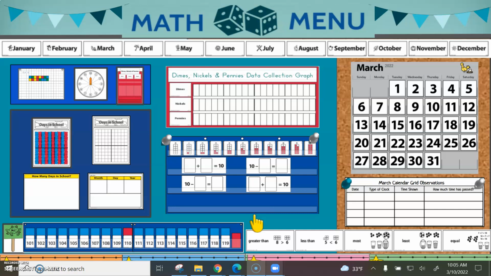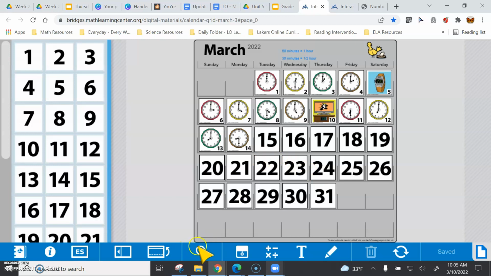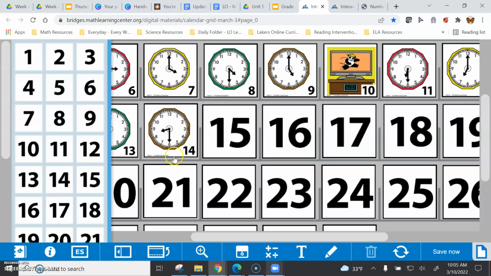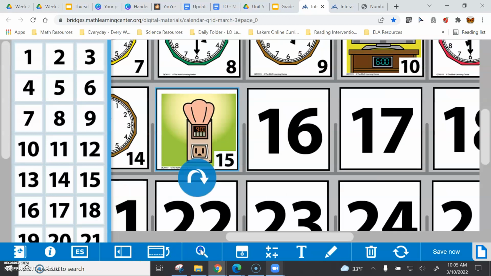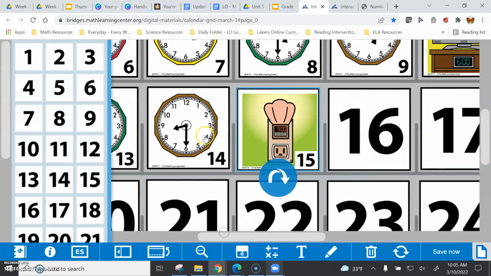Let's find out what's on our Number Corner calendar. We noticed that yesterday the clock had 8:30 on it. Let's see what's on the clock today. Can you see that? It says 9 o'clock. So to move from 8:30 to 9 o'clock, we have to count 5, 10, 15, 20, 25, 30. 30 minutes of time has gone by to move from 8:30 until 9 o'clock.